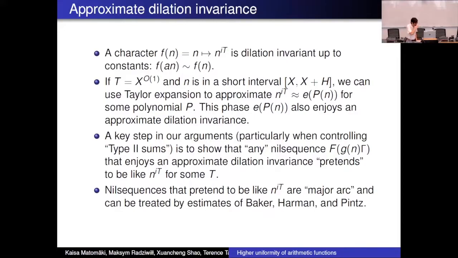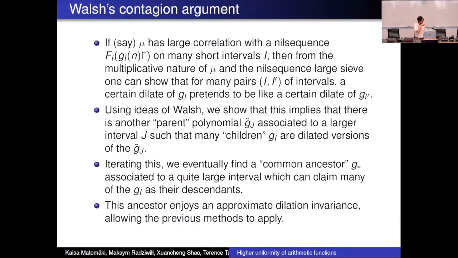All right. So that handles everything that doesn't pretend to be like n^{it}, and the ones that do pretend to be like n^{it}, you can handle by classical multiplicative methods, in particular some estimates of Baker, Harman, and Pintz that you can invoke. And then two more things. Okay, so as I mentioned before, our previous arguments were quite complicated.